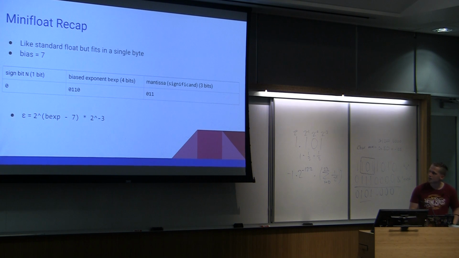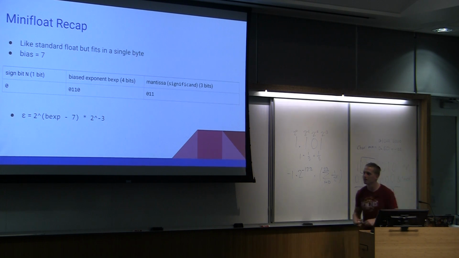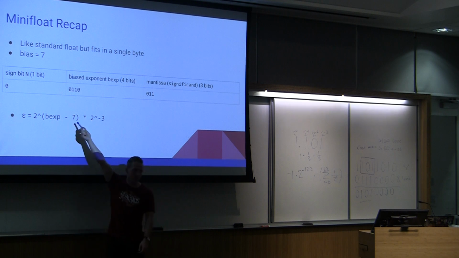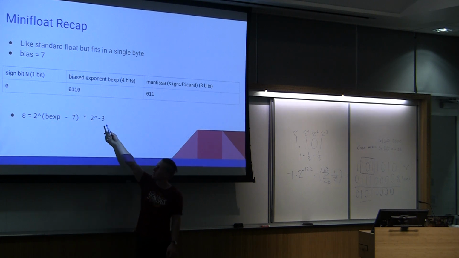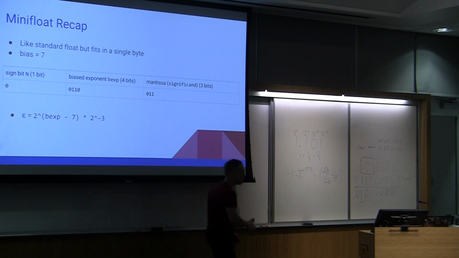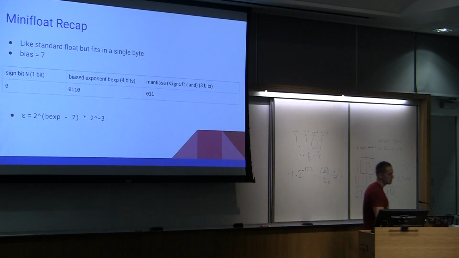And then the mantissa is only 3 bits, so these aren't very precise numbers. But if you want to find the epsilon of a mini float, like we said earlier, you do the same thing as with a normal float, except now you plug in the bias of 7 and the length of the significand, which is now 3 instead of 23. So epsilon still takes the same formula, except we use different values based on the size of the container.